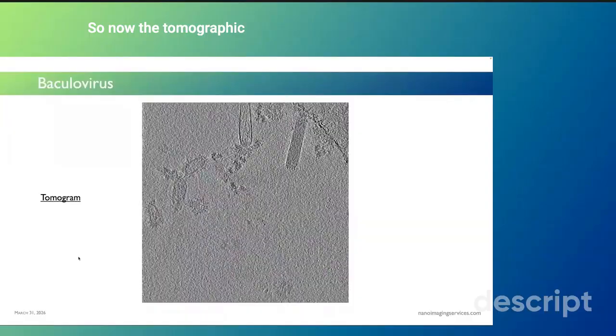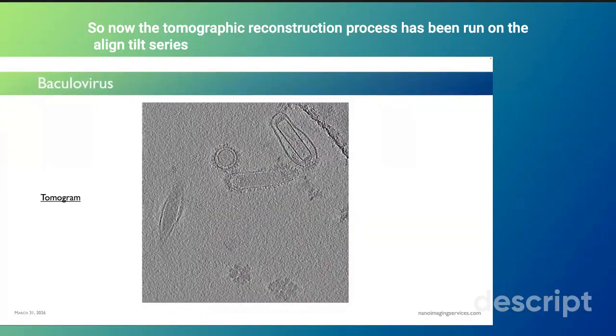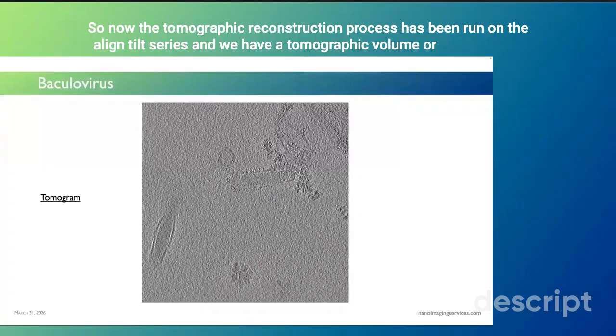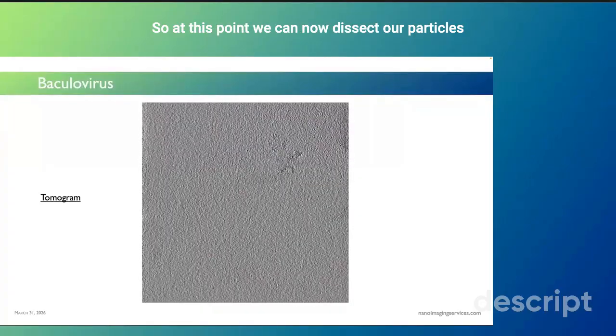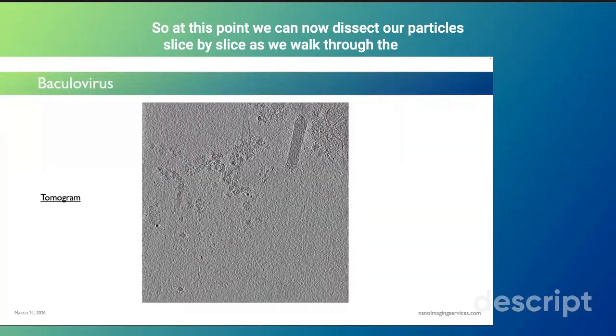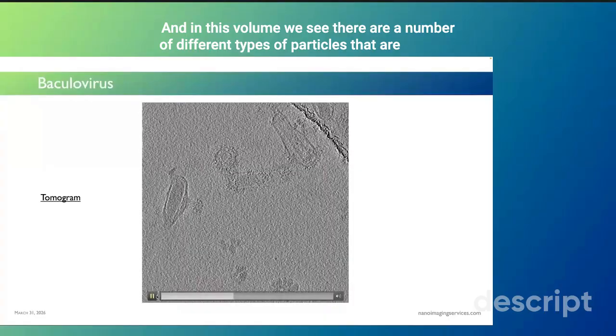So now the tomographic reconstruction process has been run on the aligned tilt series, and we have a tomographic volume or a tomogram. So at this point, we can now dissect our particles slice by slice as we walk through the volume. And in this volume, we see there are a number of different types of particles that are present.